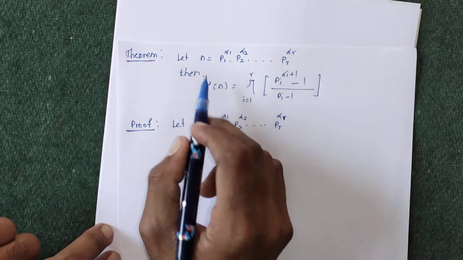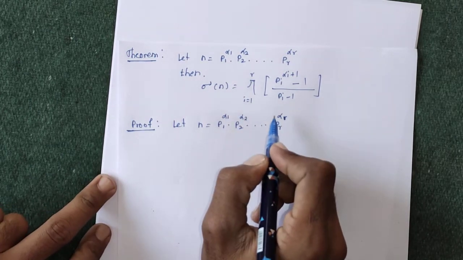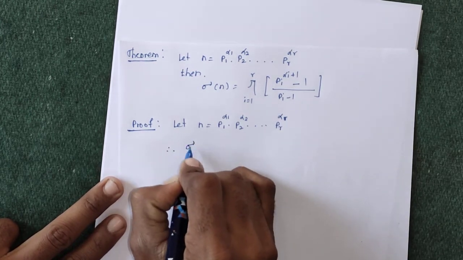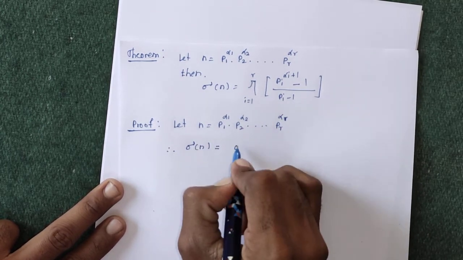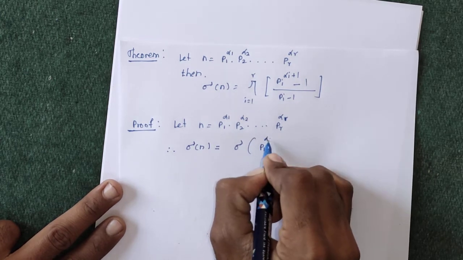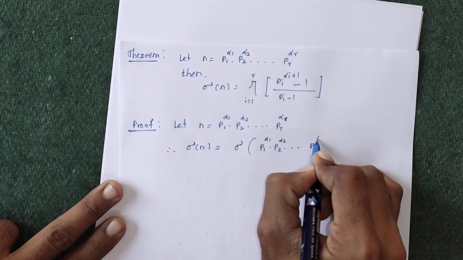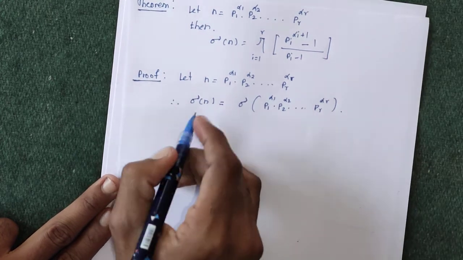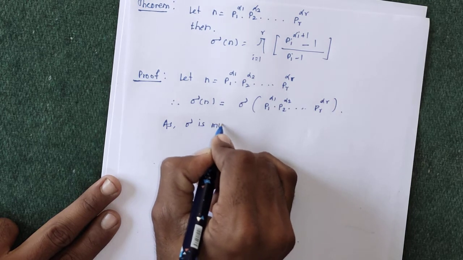So, in the proof of the theorem, first of all we are going to write the given things. We are given n is equal to p1 raised to alpha 1 into p2 raised to alpha 2 up to pr raised to alpha r, just the canonical form. Therefore, applying sigma on both sides, we can write sigma of n is equal to sigma of p1 raised to alpha 1 into p2 raised to alpha 2 up to pr raised to alpha r. Now, we have seen the remark that sigma is multiplicative.